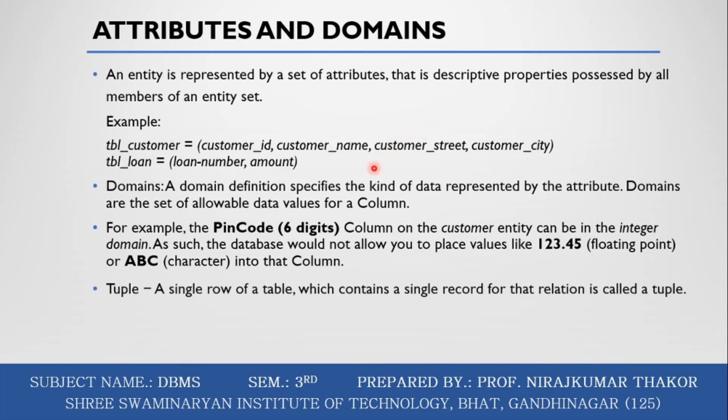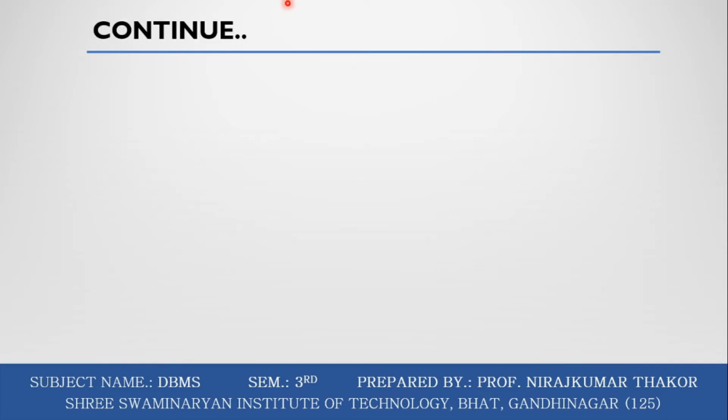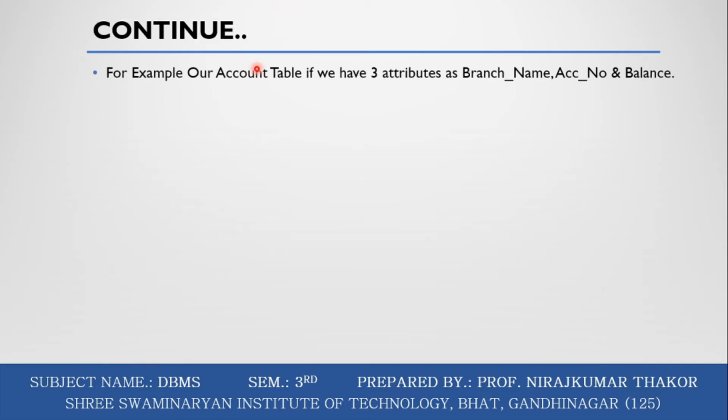Now the next one is a tuple. A single row of a table, which contains a single record for that relation, is called a tuple. For example, in our account table, we have three attributes: the branch name, account number and balance.